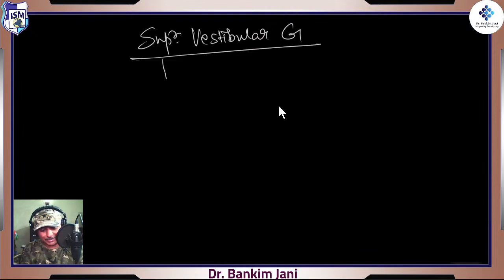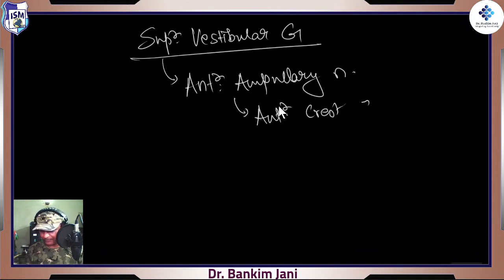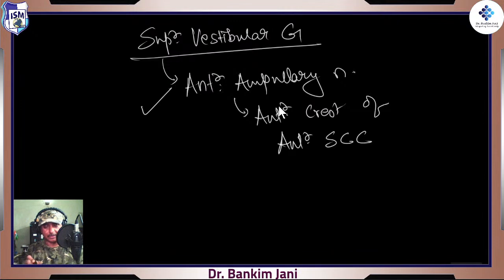So the first branch, see the name, anterior ampullary nerve. It gives to the anterior crest of the anterior semicircular canal. Done, right? First branch, done. Now, there was one more.